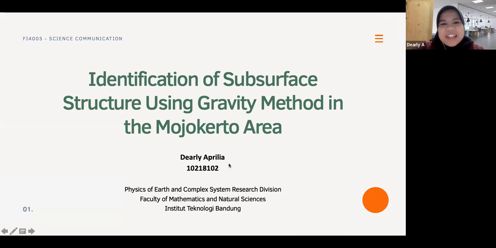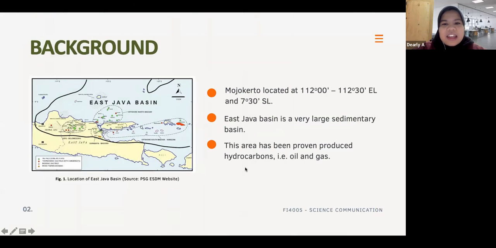My name is Dirli Aprilia, and today I will present the final results of my research related to the identification of subsurface structure using the gravity method in the Mujakarta area. Indonesia is a large country full of natural resources and rich in oil and gas. Oil and gas fields can be found spread within the country. One of them is Java Basin, located in the Mujakarta area.